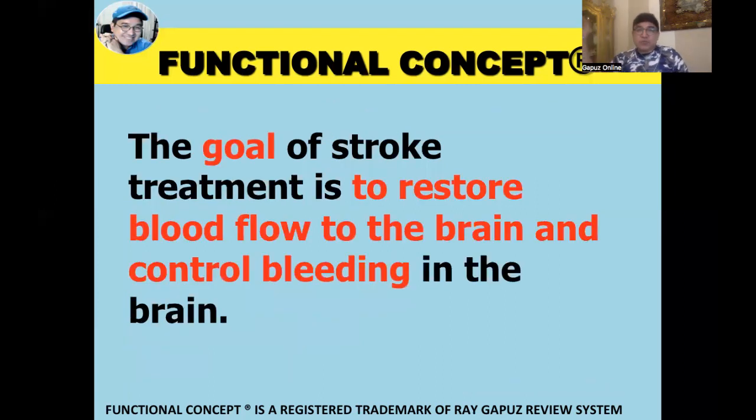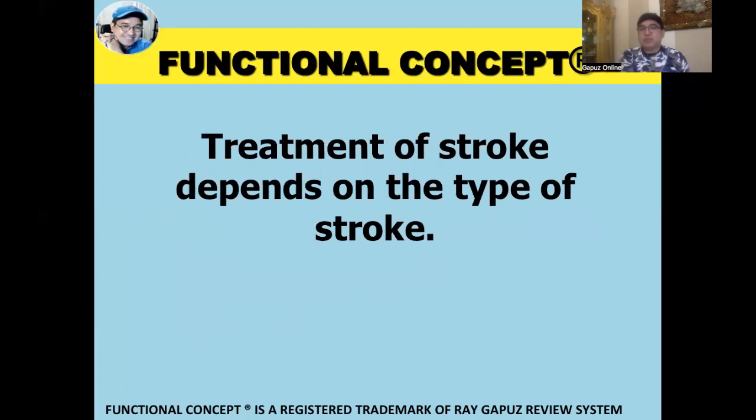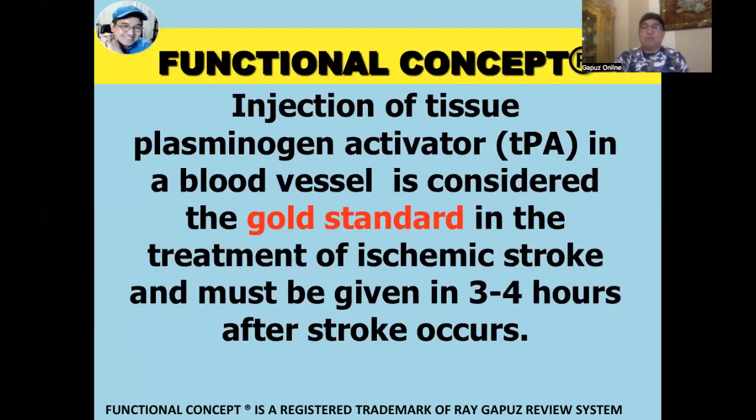Okay, so the goal of stroke treatment is, one, if it is caused by ischemia, to restore blood flow to the brain, and if it is caused by hemorrhage, to control bleeding in the brain. So what is important for us to remember is that the priority goal of care depends on the type of stroke. Okay, it's not just the goal that depends on the type of stroke. Also, the treatment would usually be dependent on the type of stroke. Okay, so treatment of stroke depends on the type of stroke.